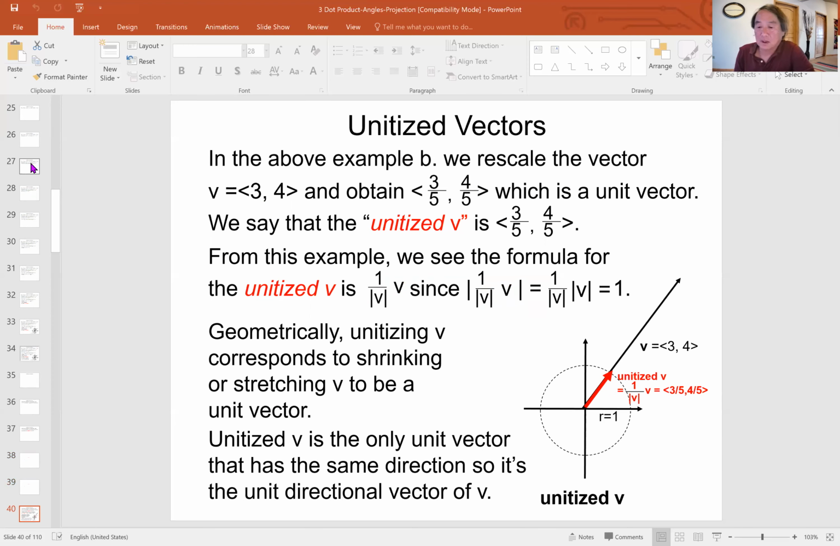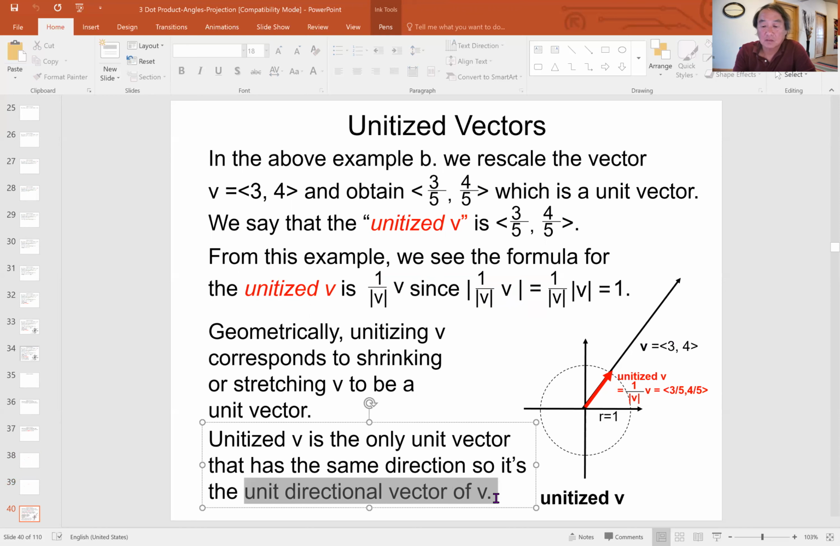And here is a picture for it, and this is 4/5. The unitized vector will be these red vectors. We divide the vector by the length 5, so that will be the unitized vector. This unitized vector is also called the unit directional vector, because it has the same direction as v, and its length is 1. And why do we want these vectors?